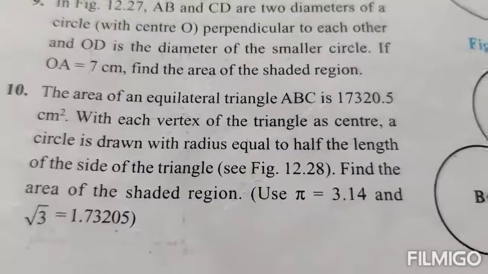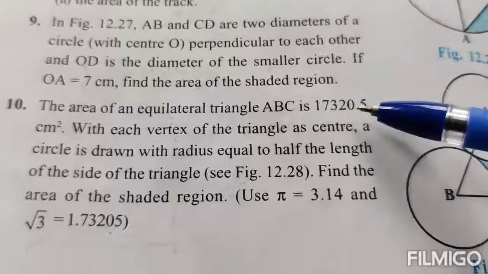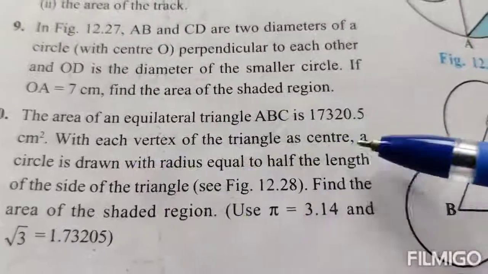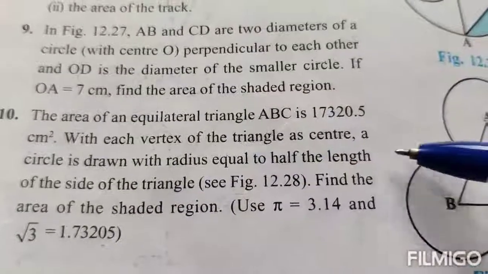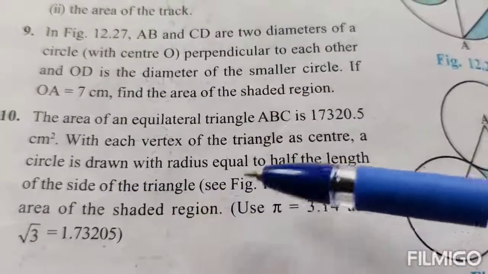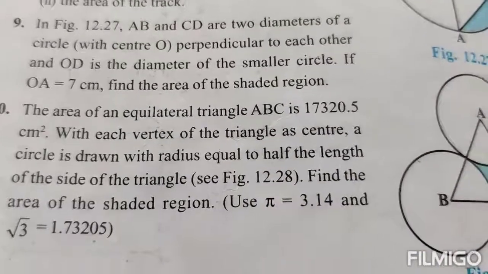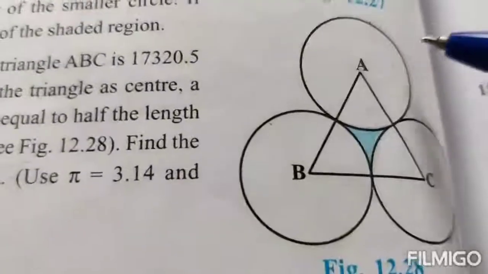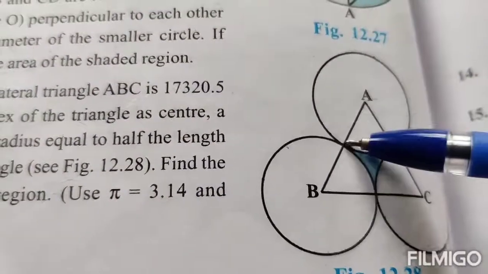Question number 10. The area of an equilateral triangle ABC is 17320.5 centimeter square. With each vertex of the triangle as center, a circle is drawn with radius equal to half of the length of the sides of the triangle. Find the area of the shaded region using pi equal to 3.14 and root 3 equal to 1.73205. Here ABC is an equilateral triangle and the radius is half of the side.